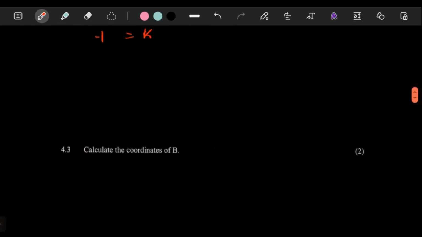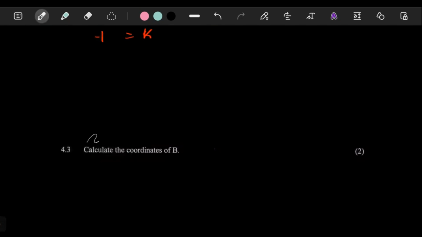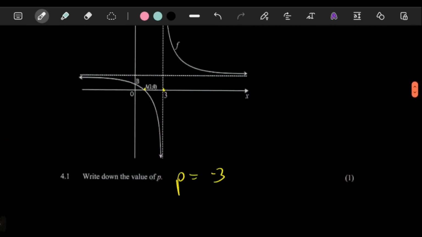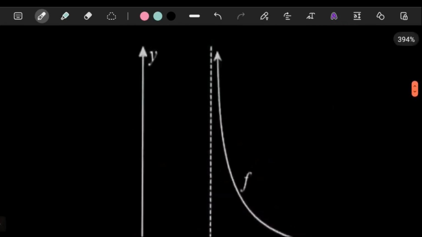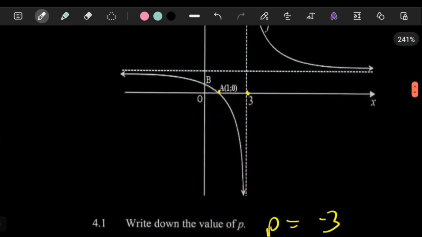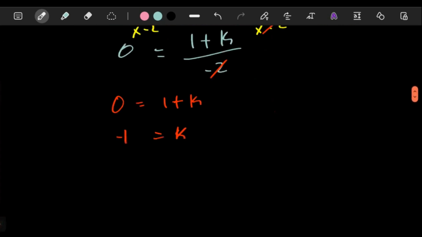Okay, 4.3 says calculate the coordinates of b. So calculating the coordinates of b, it is the y-intercept. B is the y-intercept. So since b is the y-intercept, it just means that we can make x as 0 to get b.